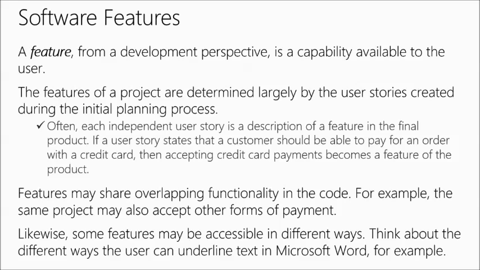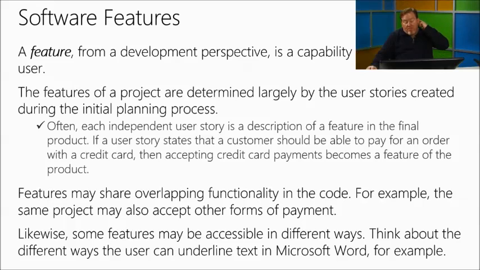So, software features. A feature is a capability available to a user, similar to what we see with Microsoft Word being able to underline text. That's a key feature. Features are determined largely by the user stories that are created for the initial planning process. Many features may overlap the functionality of the code. For example, a same project may also accept other forms of payment. When you think about a credit card payment type of application, they may use that multiple times throughout the application.